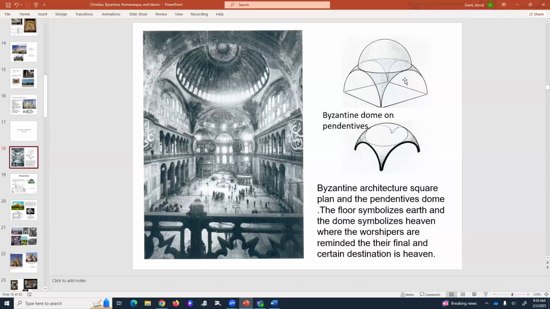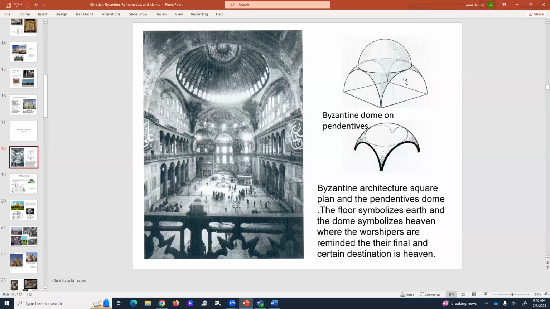So we have the early Christian church plan, and the Byzantine. I've heard it pronounced different ways depending on which videos you're listening to and who says it, but any American presentations on it will pronounce it Byzantine. And so we also are sketching that dome on pendentives.